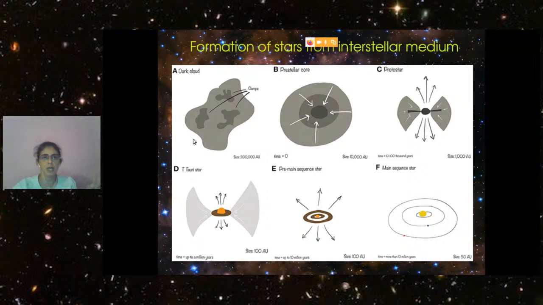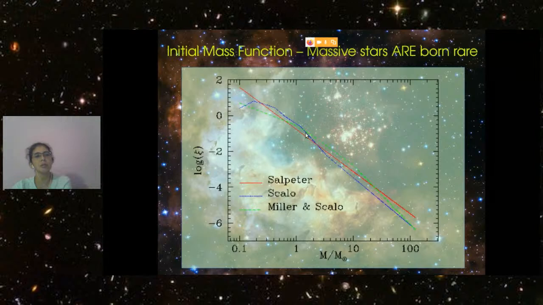If you have a cloud like this and many stars are being formed, which is a fact, stars do not form in isolation. Usually they form in groups. They are called clusters. So in these groups of stars, are all the masses present in equal amounts, or is there some kind of distribution that nature prefers? And it so happens that this is known as the initial mass function.